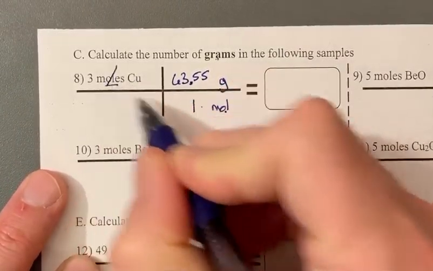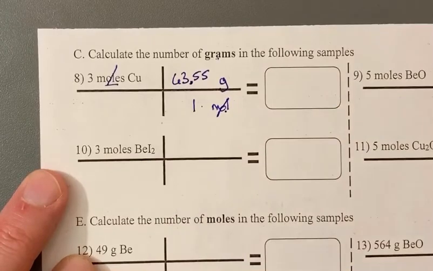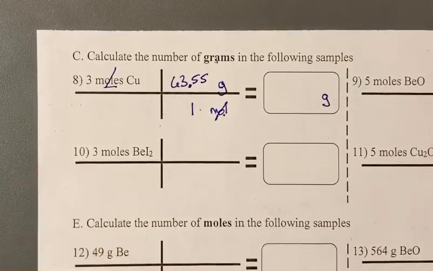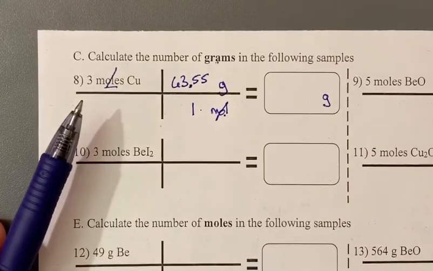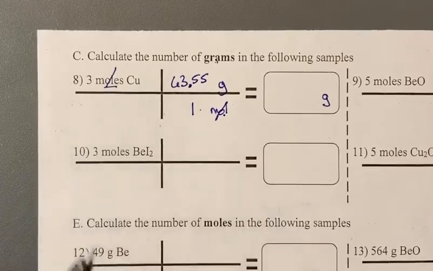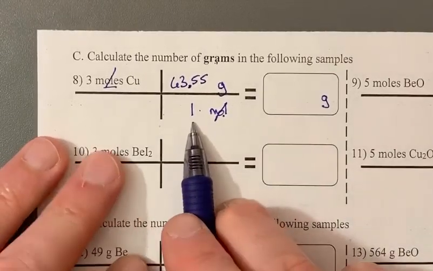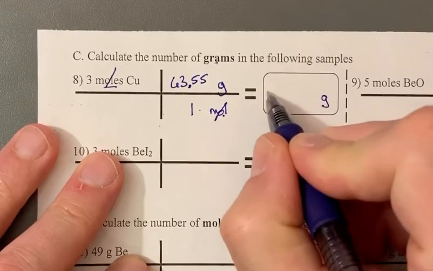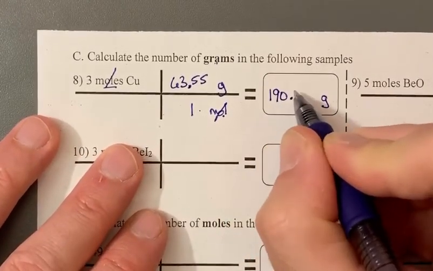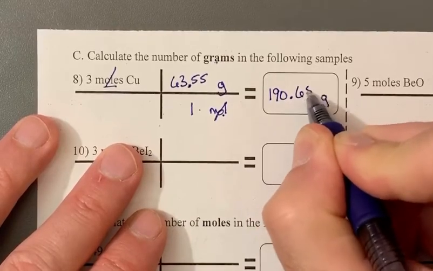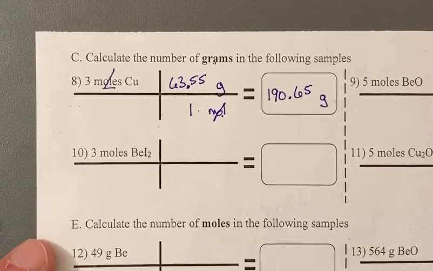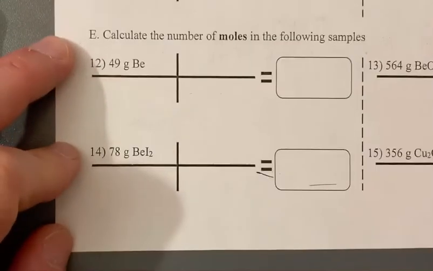So now we have moles on top, moles on bottom, so it cancels them out. The unit we're left with is grams. We'll write it in there. Then we're going to multiply the top numbers, 3 times 63.55, divided by the bottom number, which in this case is 1, so we don't need to do that. And we would have, we'll do 2 decimal places on all of our answers here, 190.65 grams.